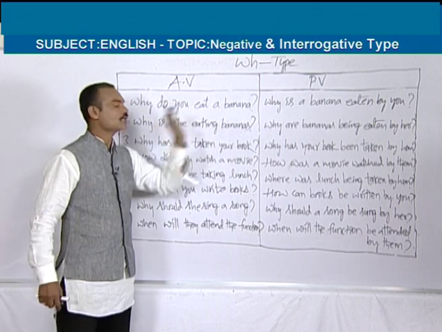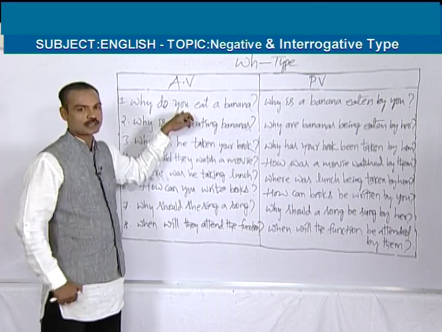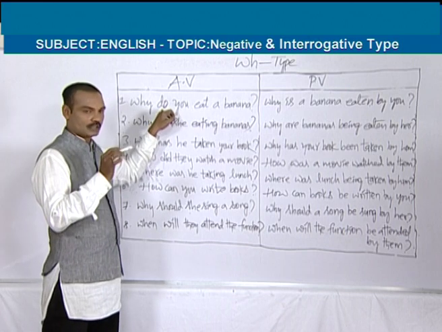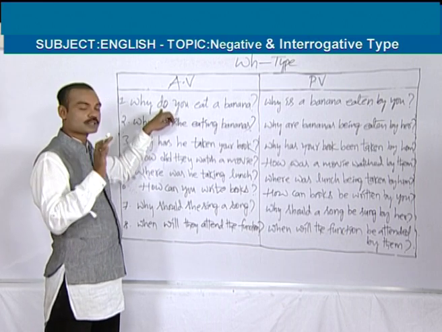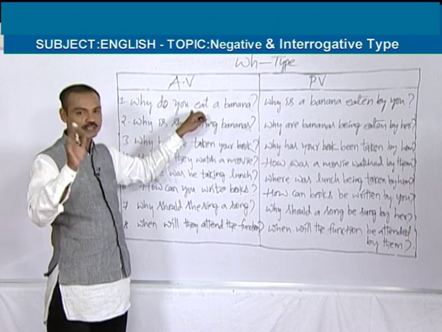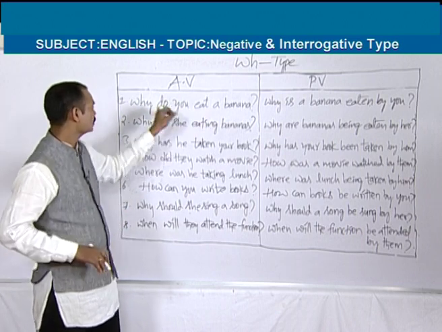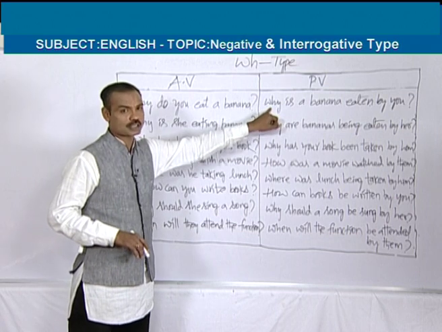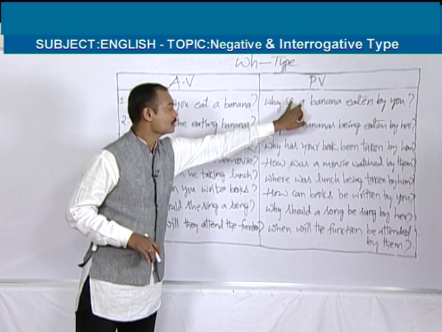So, why do you eat a banana? It is from simple present tense. How can you find out? If the helping verbs like do or does are available in this sentence, you can think that it is from simple present tense. So, again the passive voice also should be started with why. So, why is a banana?